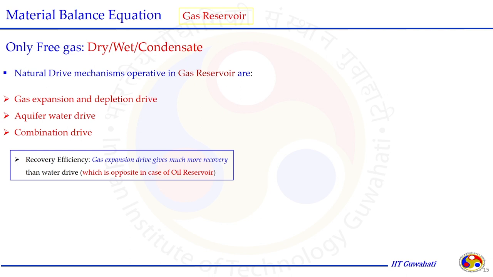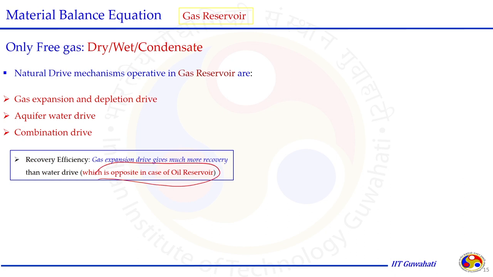The recovery efficiency, however, in case of the gas reservoir, the gas expansion drive gives much better recovery compared to the water drive. While in the case of the oil reservoir, it was the water that was maintaining the pressure in the system, and if water encroachment is there, that is the most favorable condition that is contributing significantly to the oil production. While in case of the gas, because the influx of the water in the reservoir domain will reduce the critical saturation of the gas, and the gas is trapped within the reservoir, it is not crossing the critical gas saturation conditions, hence the water drive recovery mechanism is less favorable in case of the gas reservoir, and this is opposite to the case of the oil reservoir.